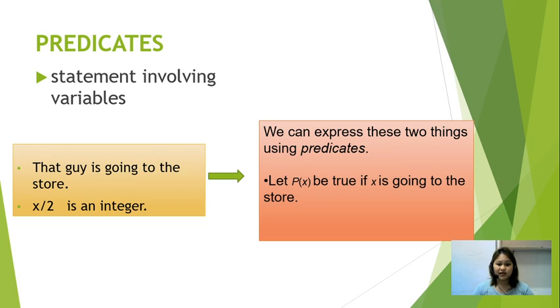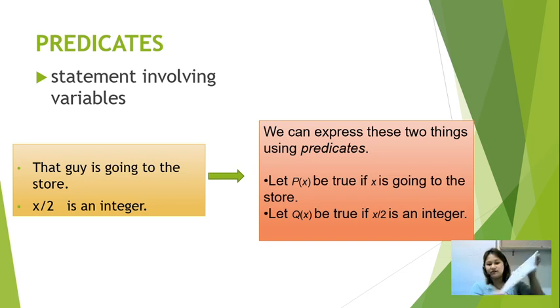So it will be like, let p of x be true if x is going to the store. So as you can see there, there is a propositional function p of x. So let p of x be true if x is going to the store. So it can only be true depending on the value of x. Okay, so let's have this. Let q of x be true if x over 2 is an integer. Okay, so what we have here is the propositional function p of x.